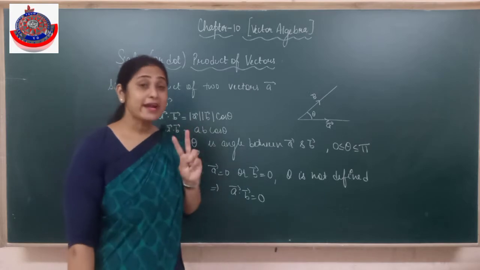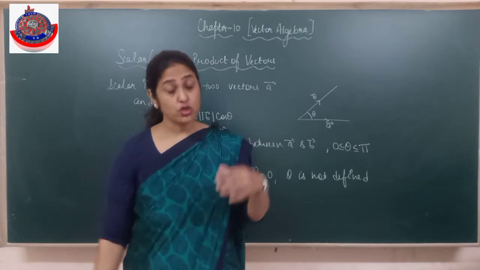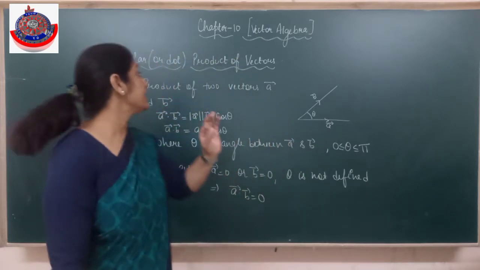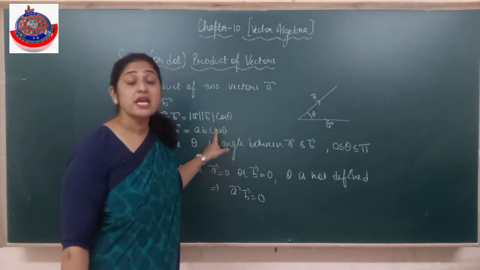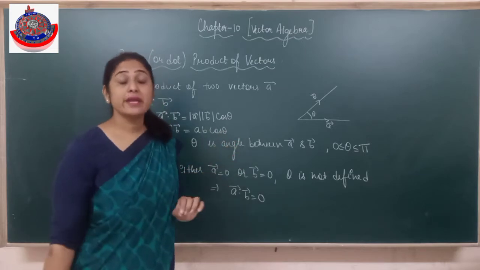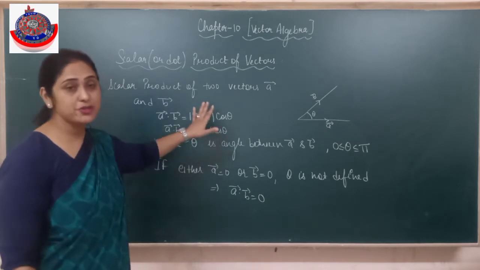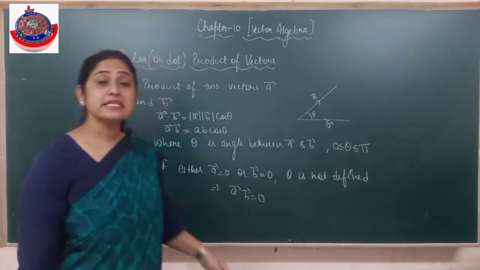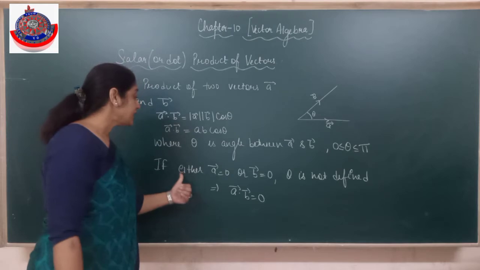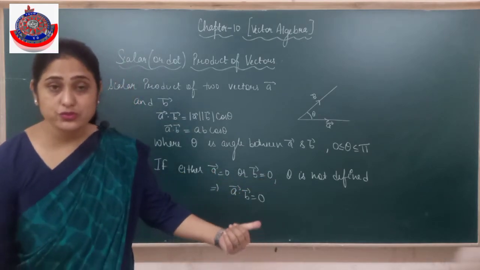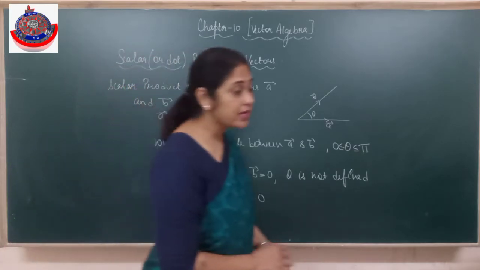Again, we have two kinds of product of vectors. One is a scalar product, and later on we will do the cross product, or the vector product. It is clear by the name. When I say scalar product, that means the answer which I am going to get of a dot product is going to be a scalar quantity. The formula: a vector dot b vector is magnitude of a into magnitude of b into cos theta, where theta is the angle between vector a and vector b, and it lies between 0 to pi. And if either a or b is 0 and theta is not defined, then the dot product is going to be 0.